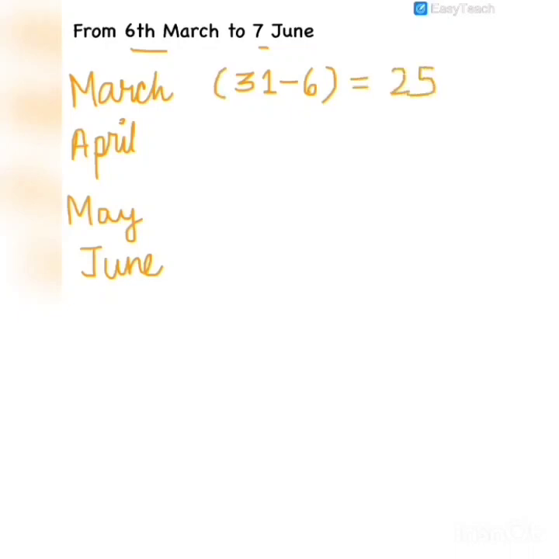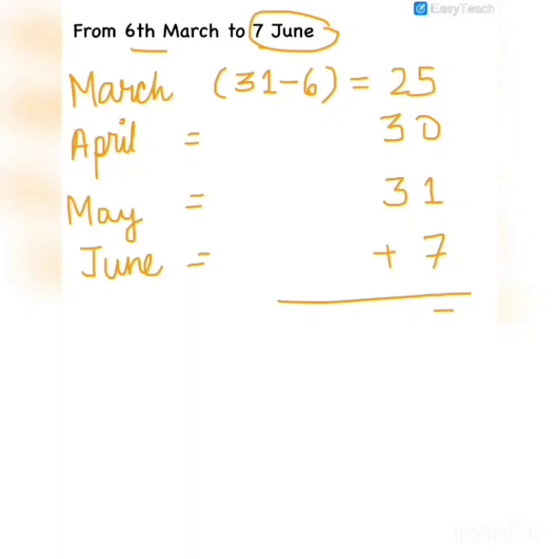25. Then April has 30 days. All 30 days will be included. May has again 31 days. And June we have to include only till 7 June. So now let's add them. It's 93 days. Simple.